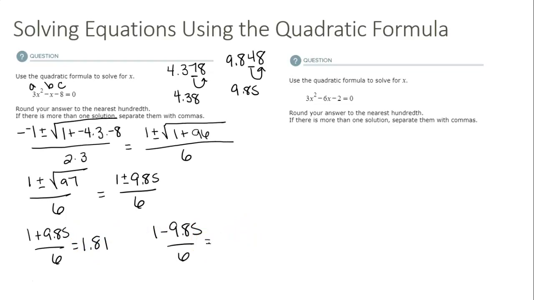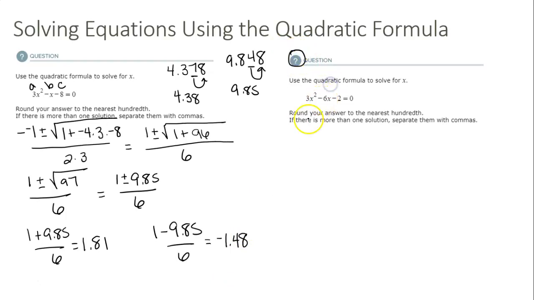For this one, I'm going to do 1 minus 9.85 and hit enter. That gives me negative 8.85. I'm going to divide by 6. That gives me negative 1.475. If I put that in, it's going to give me the wrong answer because it wants it rounded to the nearest hundredth. The 5 tells me to round the 7 up to an 8.